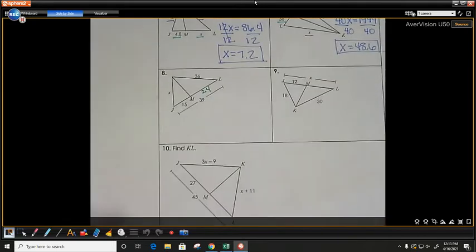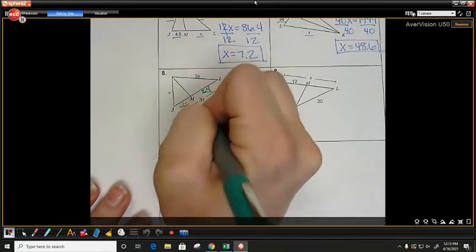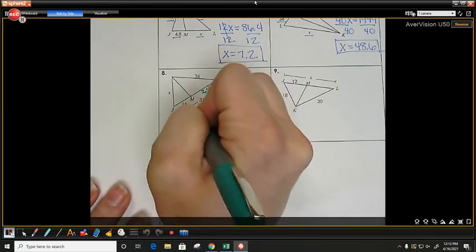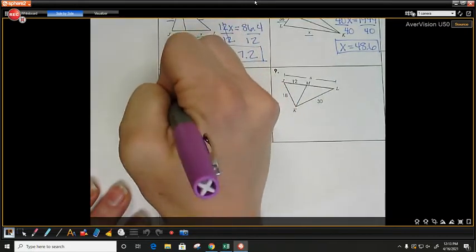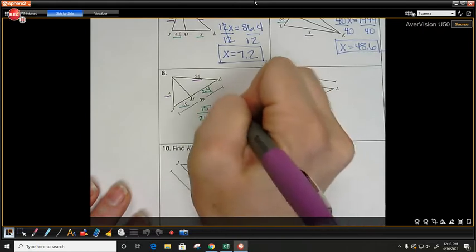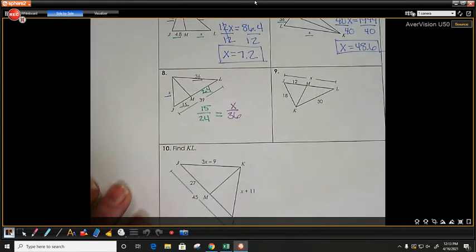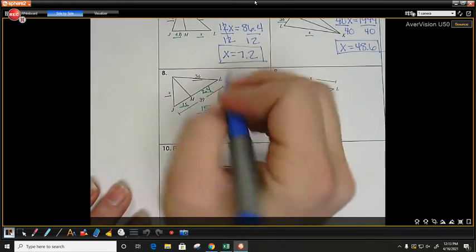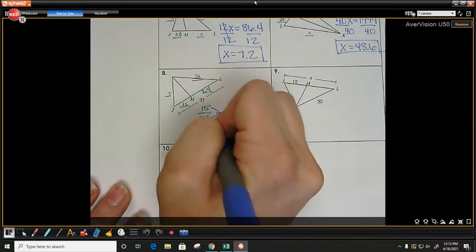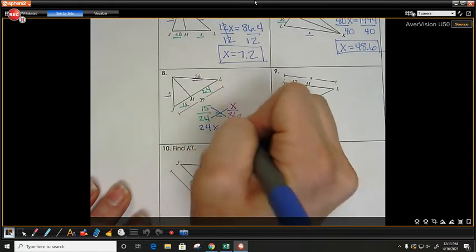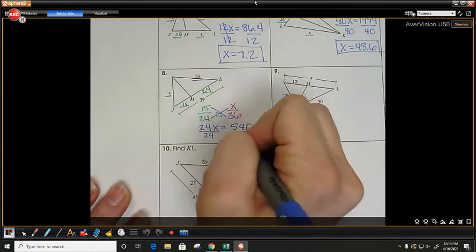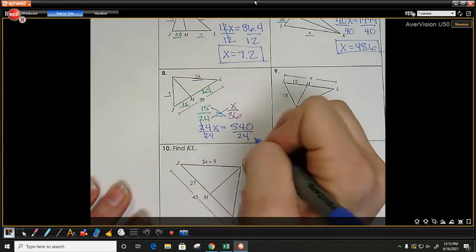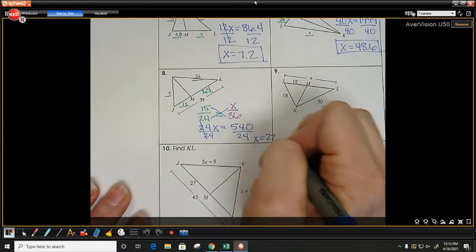So I'm going to do 15 over 24 is equal to x over 36. And then we are going to cross multiply, and I get 24x equals 540. Divide both sides by 24, and we get x equals 22.5.